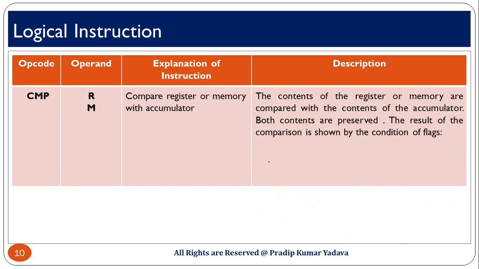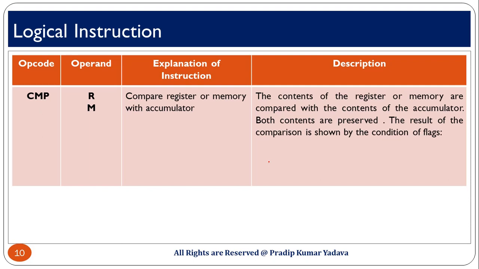Now, talking about CMP, this is a very important instruction which comes under logical instructions. Whenever you want to find the largest or smallest number, you have to use this instruction, CMP, which means compare. What does compare do? The content of a register or memory is compared with the content of the accumulator and both contents are preserved. The result of the comparison is shown by the condition of the flags.